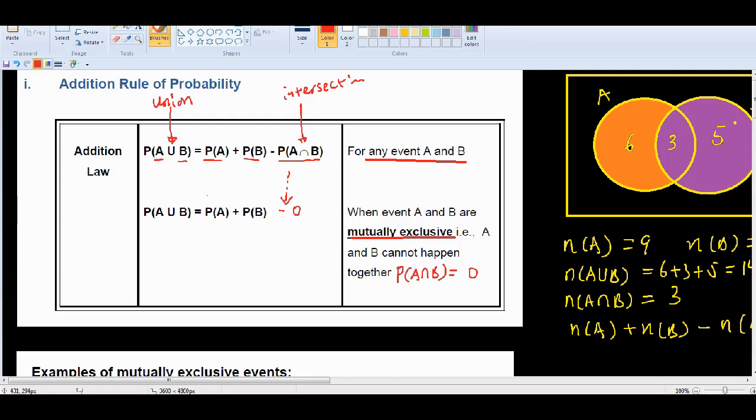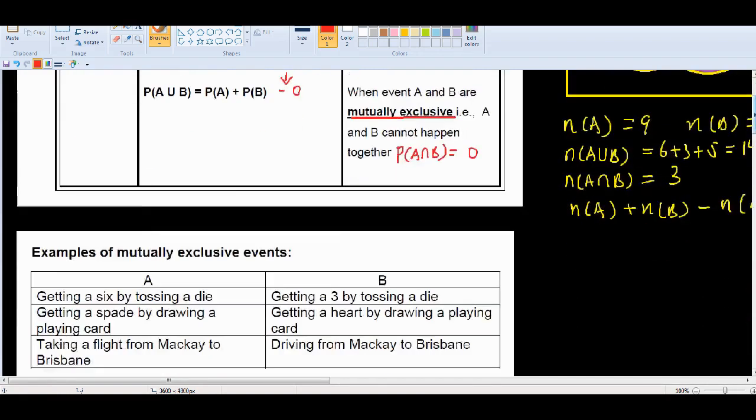So only when it is mutually exclusive can you write the probability of the union of two events as the sum of the two probabilities. Otherwise, you have to take away the intersection of the two, the probability of the intersection.